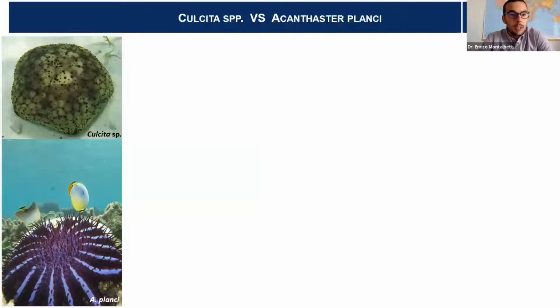An interesting aspect of Culcita is that it has sometimes been used as a model for the study of the well-known corallivorous crown-of-thorns seastar, Acanthaster planci, which has attracted a lot of attention in the last decades because of its ability to generate large population outbreaks that are catastrophic for coral reefs.